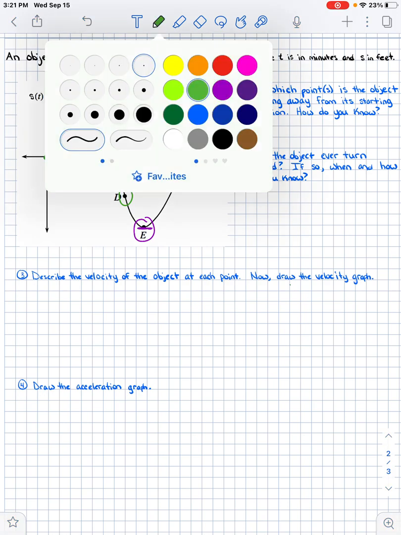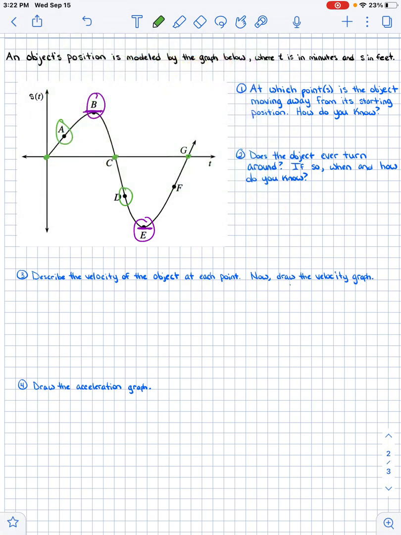So let's talk about where we're moving away and how do we know. There are a couple things we need to look at. We know that we're moving away at point A and at point D. And how do we know that? For point A, first of all, the position is positive, so we're moving, let's just say, to the right. And the slope is positive as well. So I know that I am moving away from the starting position: the position is positive and the slope or the velocity is positive.